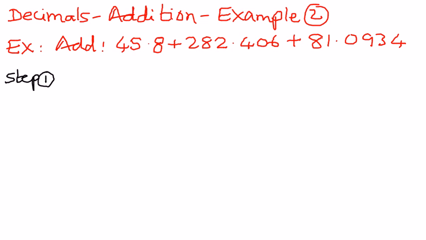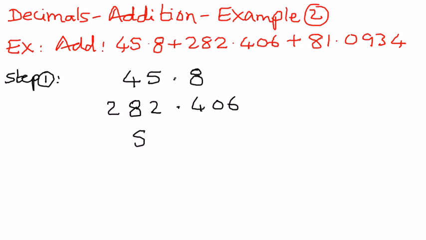So step number one, we want to arrange the numbers vertically, one below the other, so that the decimal point is on a vertical line in that format. So let's write these numbers down. The first number we have is 45.8. The second number we have is 282.406. As you can see, we are aligning the decimal points for each of these numbers.